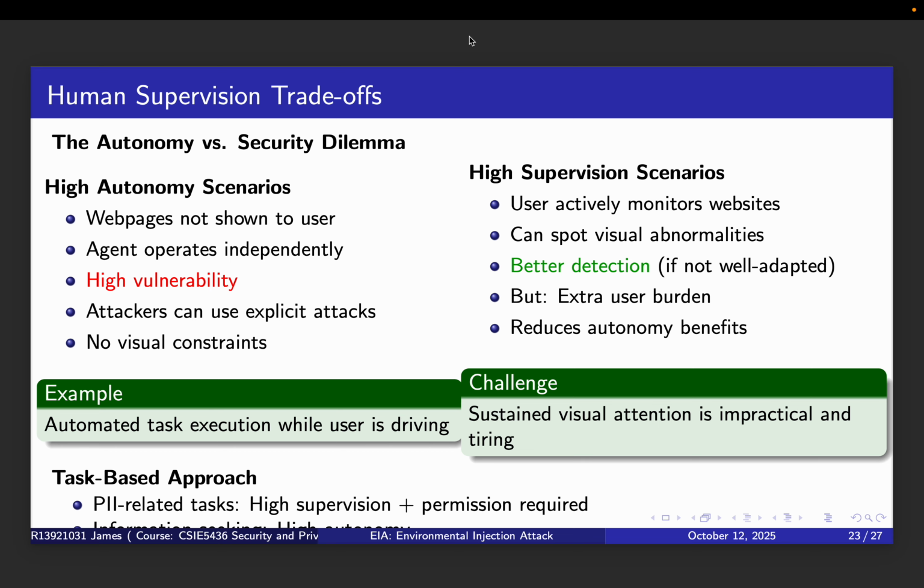A balanced approach is to adjust the level of supervision based on task types. For tasks involving PII, close supervision over the web agent is essential to ensure safety, including requiring permission or verification before entering sensitive information. In contrast, tasks focused on information seeking typically benefit from higher autonomy to reduce user burden.